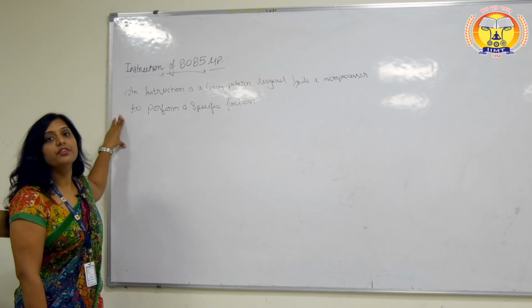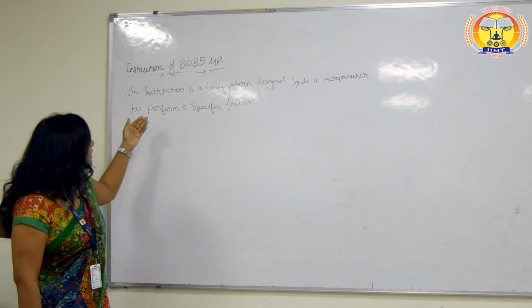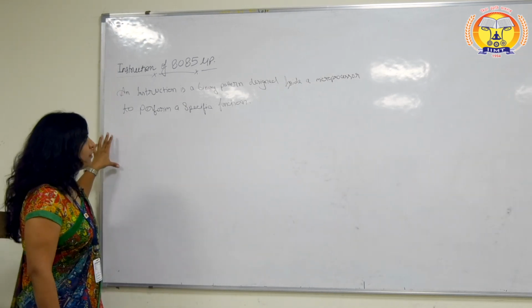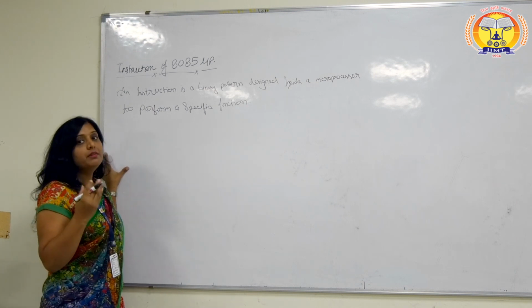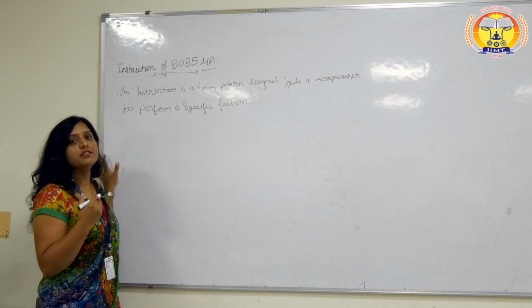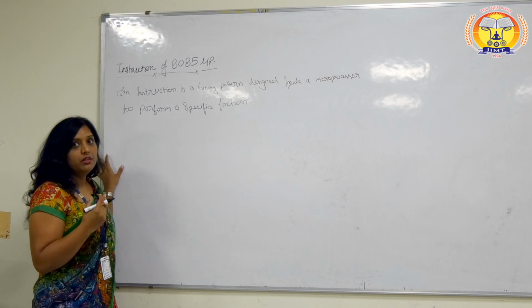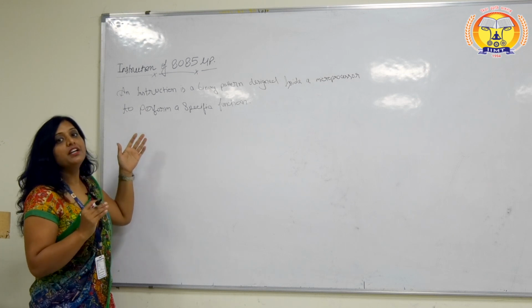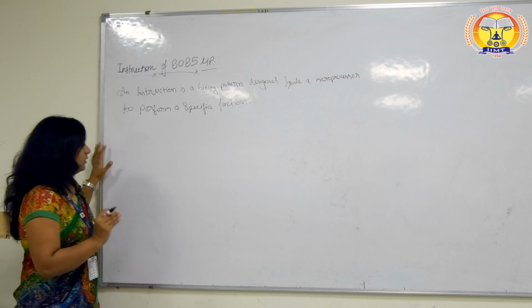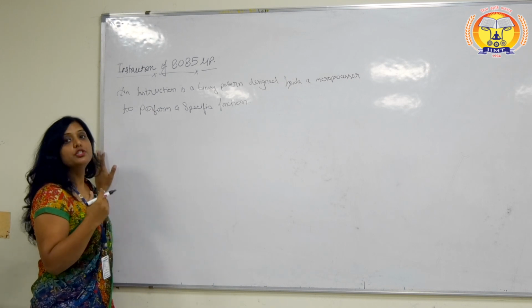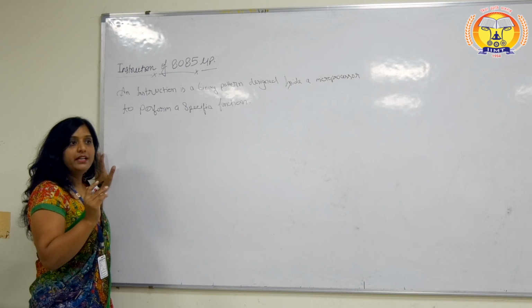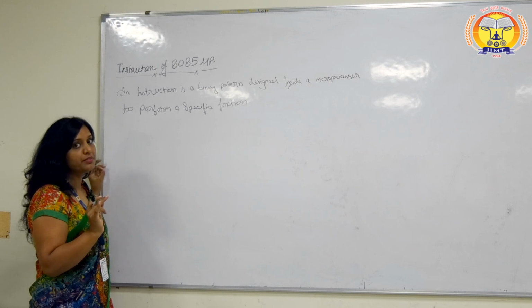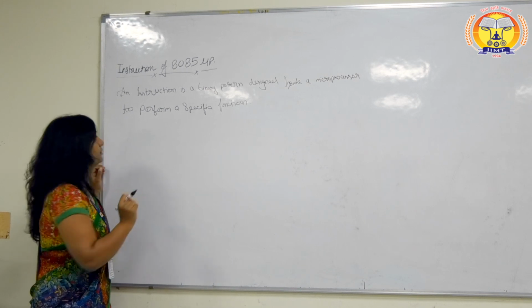Now, instructions of 8085 microprocessor. An instruction is a binary pattern designed inside a microprocessor to perform specific functions. To program the 8085 microprocessor, we use instructions. First of all, we have to know that the instruction which we are using in our program must be 1 byte, 2 byte or 3 byte. Every instruction is of 8 bits only, as 8085 microprocessor is a 8-bit microprocessor.